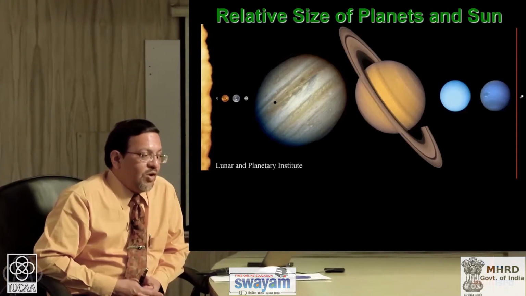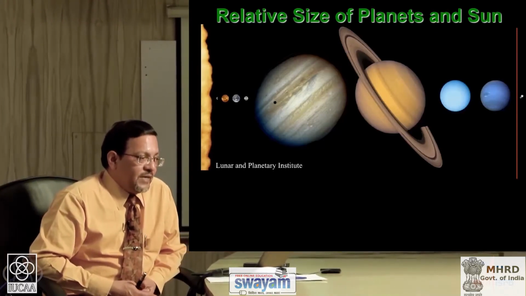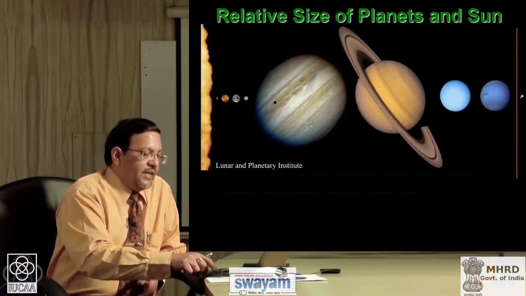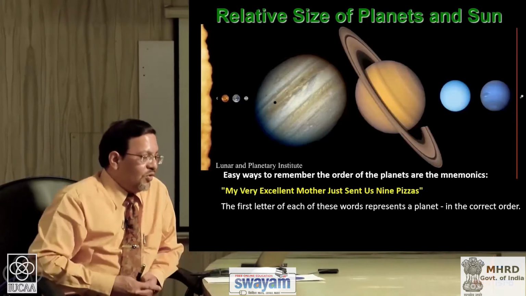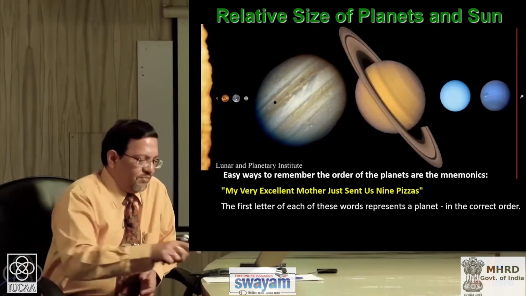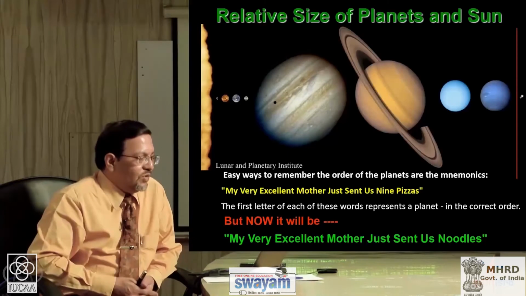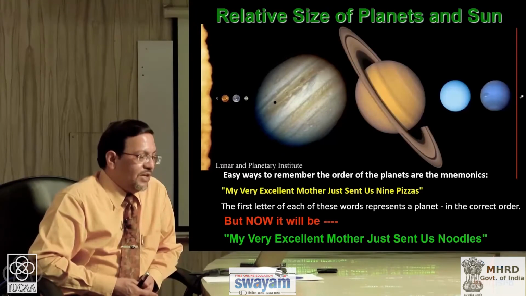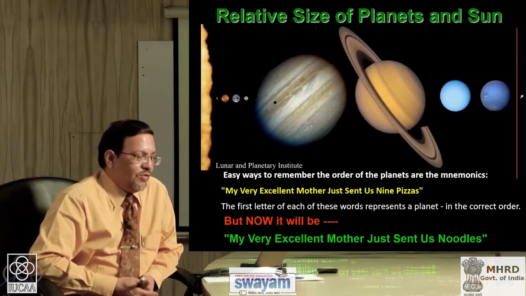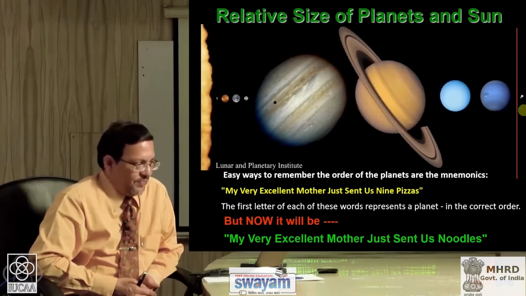But since Pluto is now not considered as a planet, we have only 8 planets in our solar system, and this rhyme changes to my very excellent mother just sent us noodles. So, instead of 9 pizzas, it is just noodles.